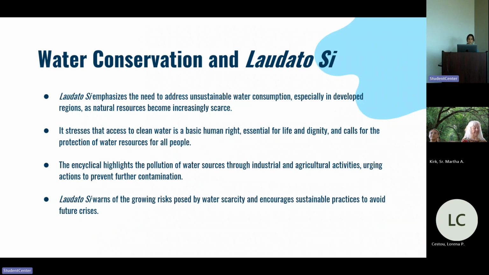So one of the key messages is the need to address unsustainable water consumption, particularly in developed regions where natural resources are being depleted at increasing rates. The encyclical also highlights water as a fundamental human right, emphasizing that everyone deserves access to clean, safe, and affordable drinking water. And as we know, human activities such as industrialization and agriculture can often introduce pollutants into our water sources, which directly infringes on this basic right.